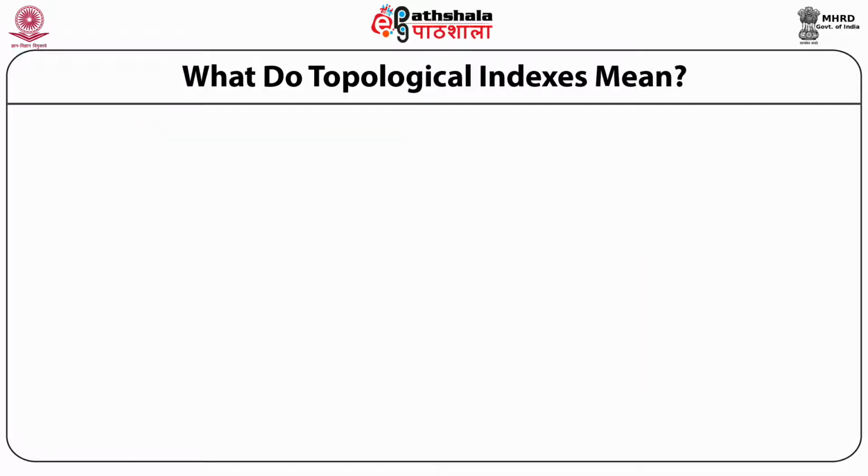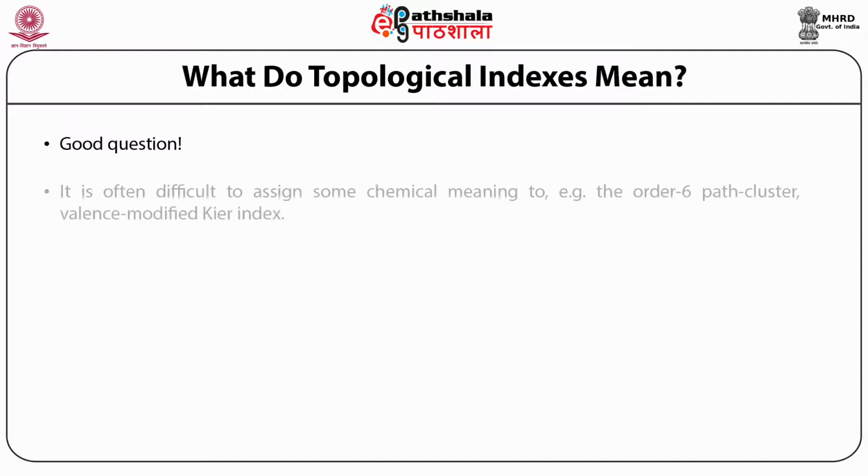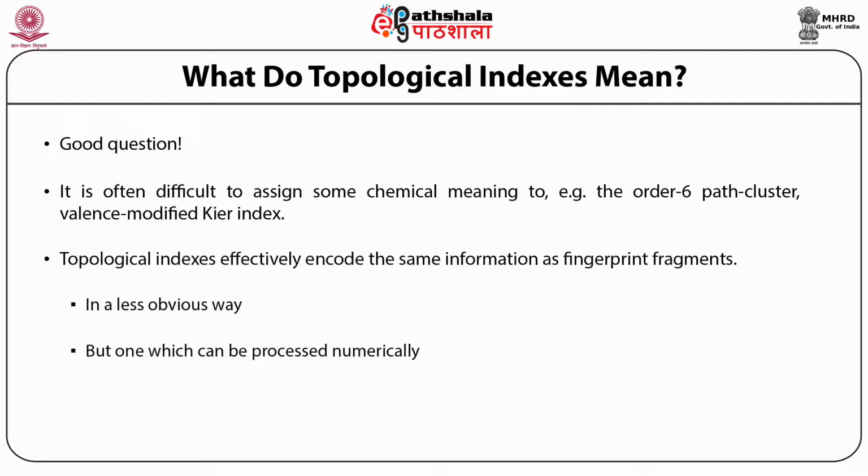What do the topological indices mean? That is a very good question. Are they really relevant for any meaning? Yes. Most often the order of 6 path cluster or valence modified Kier index have very strong chemical meaning. Many of the topological indices effectively encode the same information as a fingerprint of fragments, but they do not have very direct meaning or direct understanding with the chemistry or chemical information.